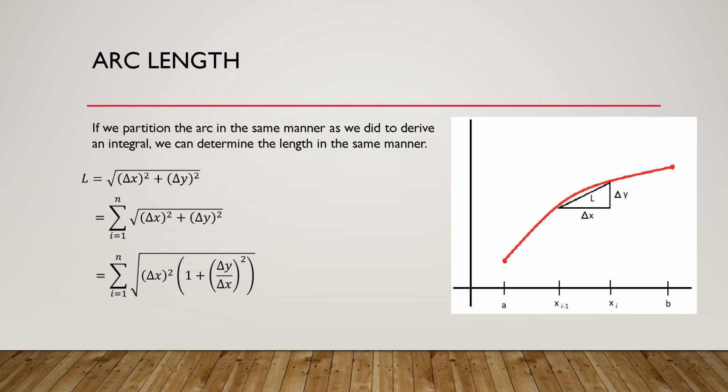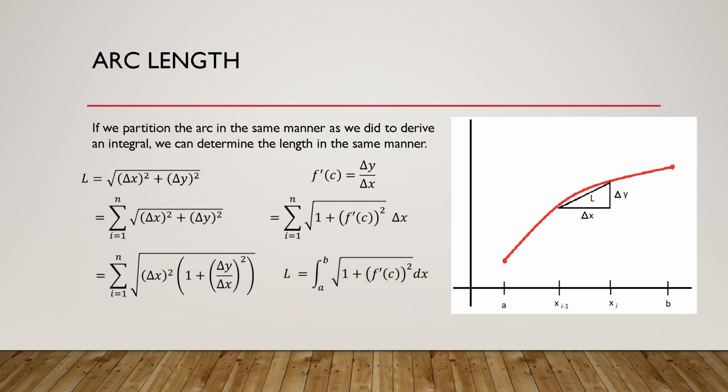The mean value theorem states that there must be a c for which f prime of c equals the average rate of change, so we can replace delta y over delta x. We can also move the delta x squared outside the radical as delta x, giving us a sum from i equals 1 to n of the square root of 1 plus f prime of c squared times delta x. When we put this in integral form, we get length is the integral from a to b of the square root of 1 plus f prime of c squared dx.